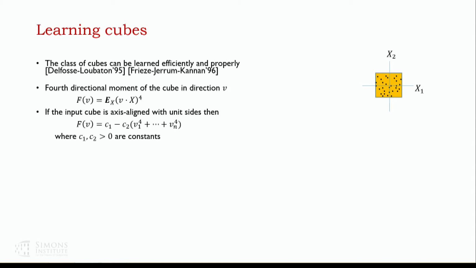In direction v, the fourth moment is the expectation of (v dot x) to the 4, where x is a random sample from the cube. When the cube is axis aligned, there's a very simple formula for this. It is just a constant minus another constant times the sum of the fourth powers of the coordinates of v.